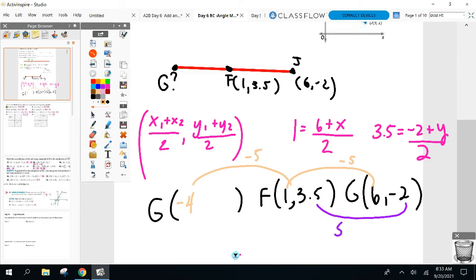5.5 units, right? So that means to get to the end, I got to go another 5.5 units. And where do I end up? At 9.